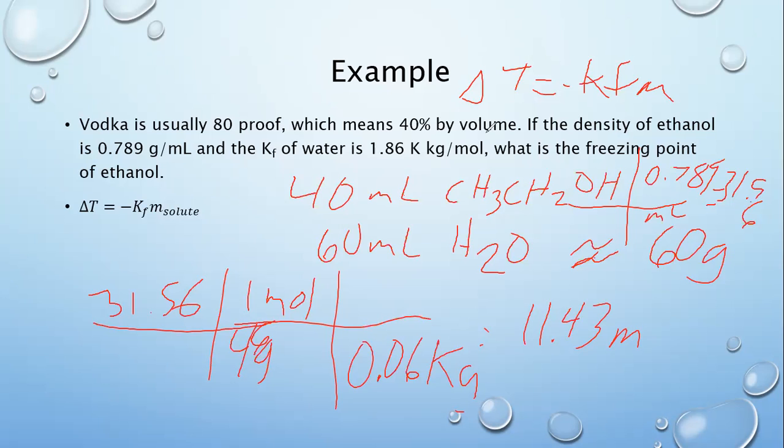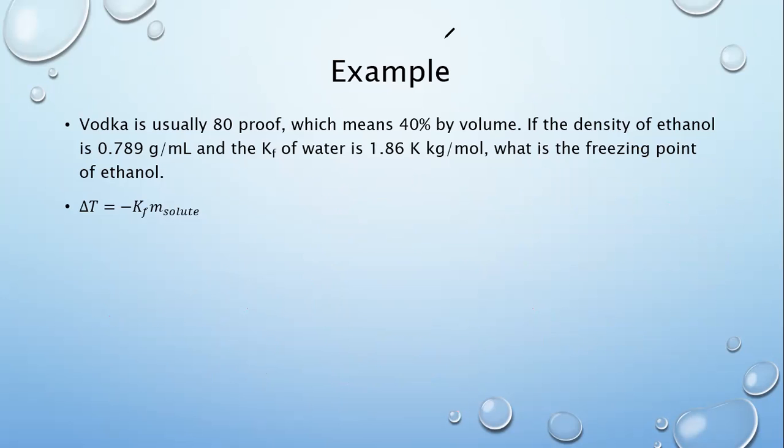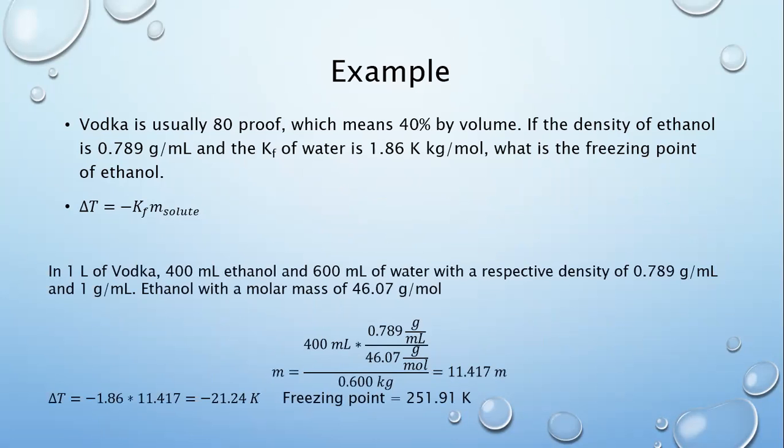So there's a reason why you can put vodka in the freezer and not have frozen vodka, because we see this freezing point depression of 21 degrees. So unless you have a wicked cold freezer, you're good. I turned it into Kelvin, I don't know why, but not a big deal.